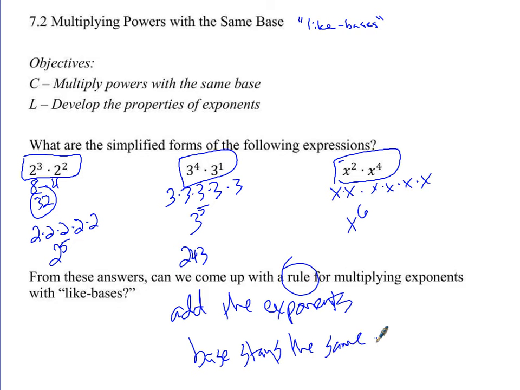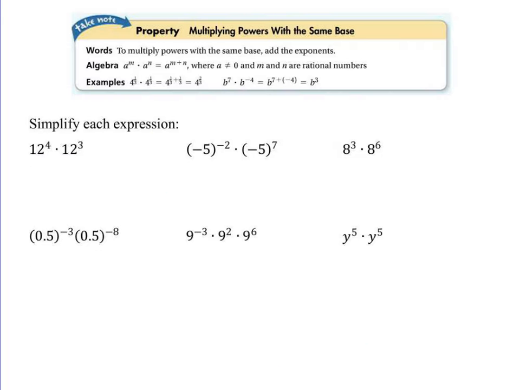So that's our first rule, our first property that we're learning about when we're multiplying involving exponents. You add the exponents when you're multiplying like bases, but you keep the base the same. That's a rule that you have to memorize and get used to working with. So then they give you this. This is the actual property written out. It says to multiply powers with the same base, add the exponents. That's just what we just discovered on that last page.